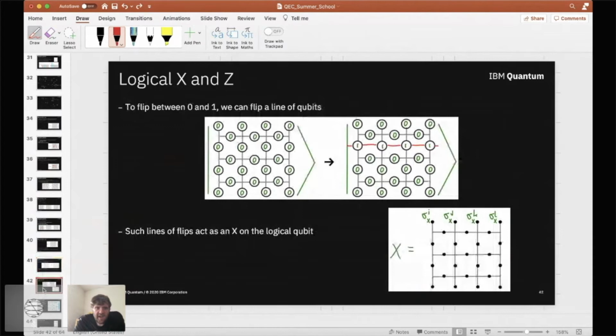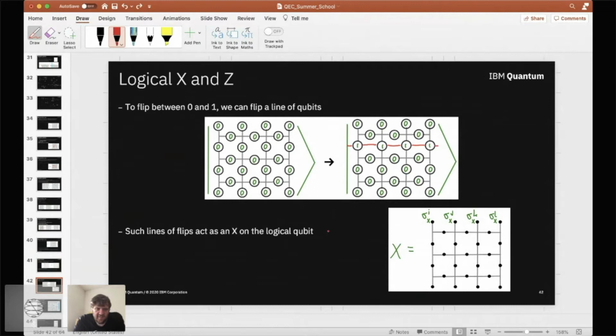Also, if we want to flip an encoded zero into an encoded one or vice versa, the difference between an encoded zero and an encoded one is that we've got to drive across through the plaquettes a line from left to right and flip zeros to ones, such that when we go for a line from top to bottom, it flips from even to odd for whatever line we choose. So we pick a line from left to right and we do X gates along all of those qubits. And that is what our logical X looks like.